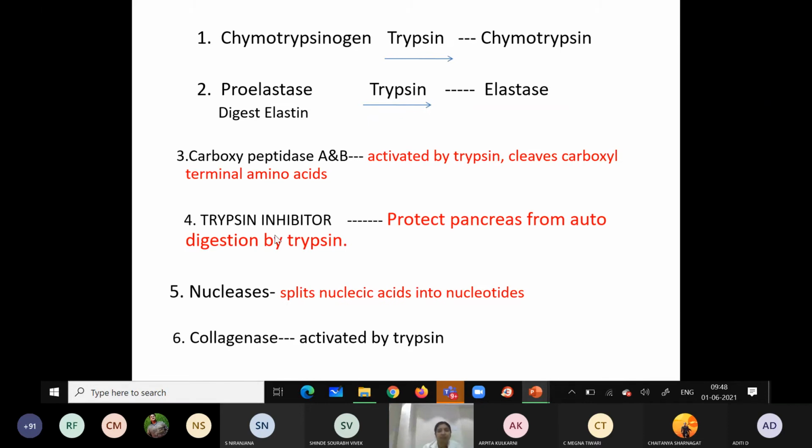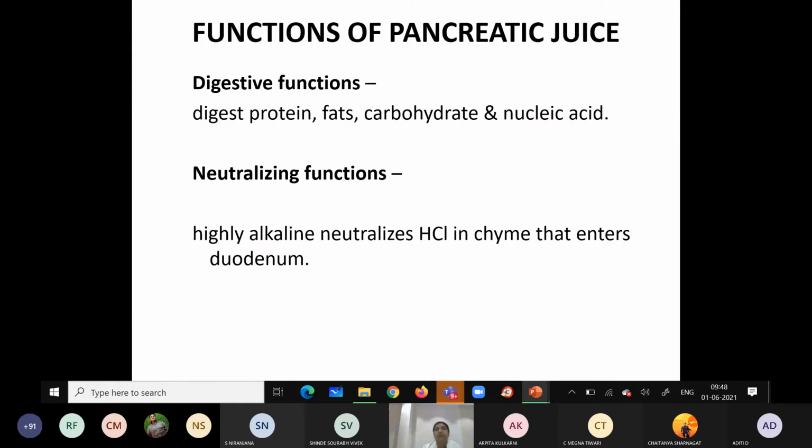Then I have highlighted here again the role of trypsin inhibitor. This inhibitor is very important because it protects the pancreas from autodigestion. I told you, because of deficiency of this trypsin inhibitor in acute pancreatitis, they will go on to necrotizing pancreatitis. Then the enzyme nucleases, again activated by trypsin, act on nucleic acids, breaking them down into nucleotides, and collagenase, again activated by trypsin, acts on collagen tissue. So those are the functions and composition of pancreatic juice.